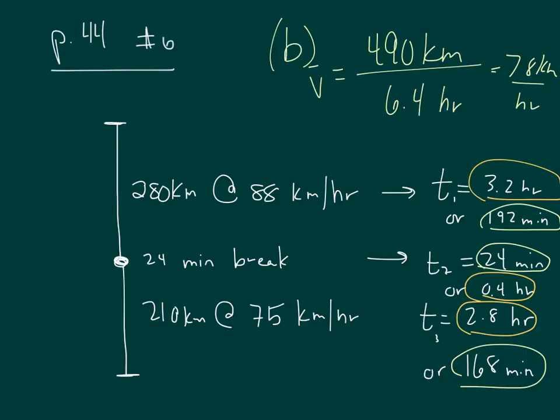When you have 490, did you subtract the two numbers? I added the two distances, 280 plus 210. Aren't you supposed to subtract them? Weren't they both going south?